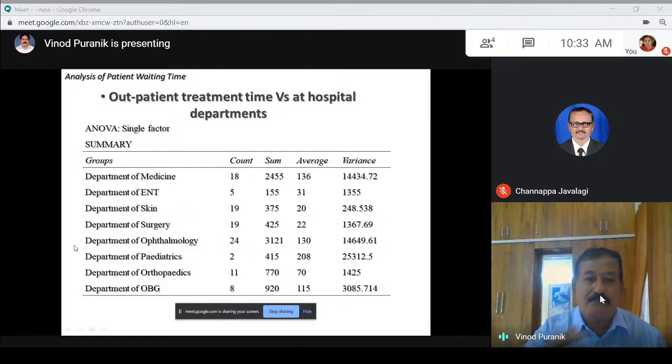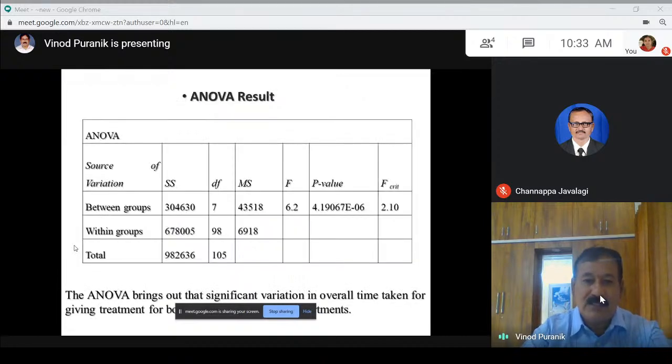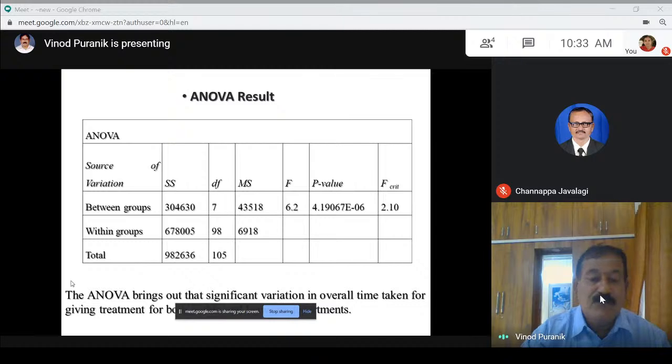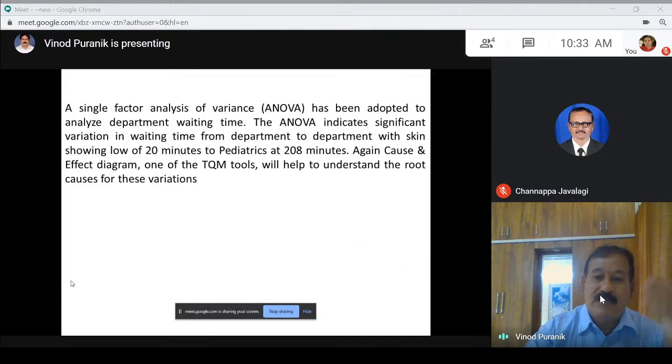So with the help of ANOVA we try to analyze the things. These are the results of ANOVA. What are the significant variations in overall time taken for giving the treatment? Anyway, along with my presentation, I will send this to you all. And these are the analyses he has adopted.